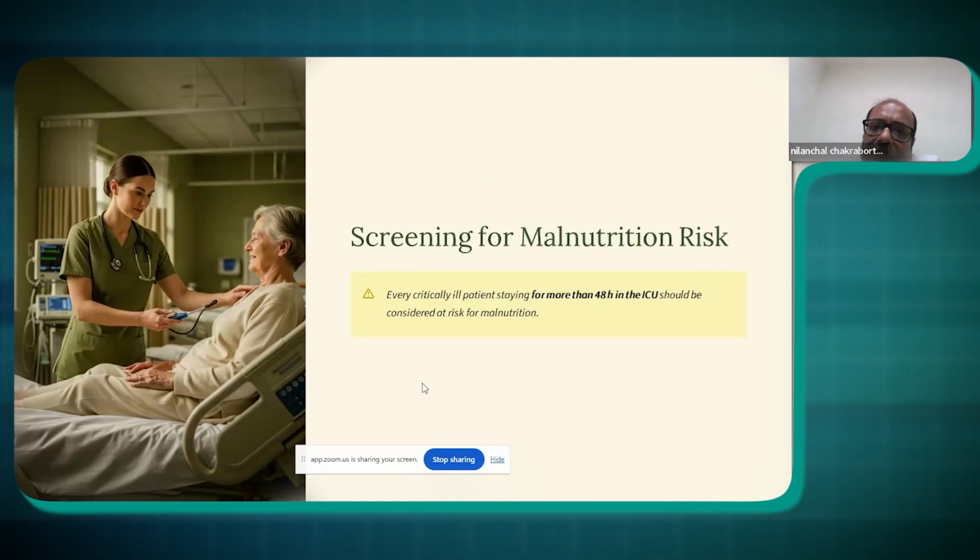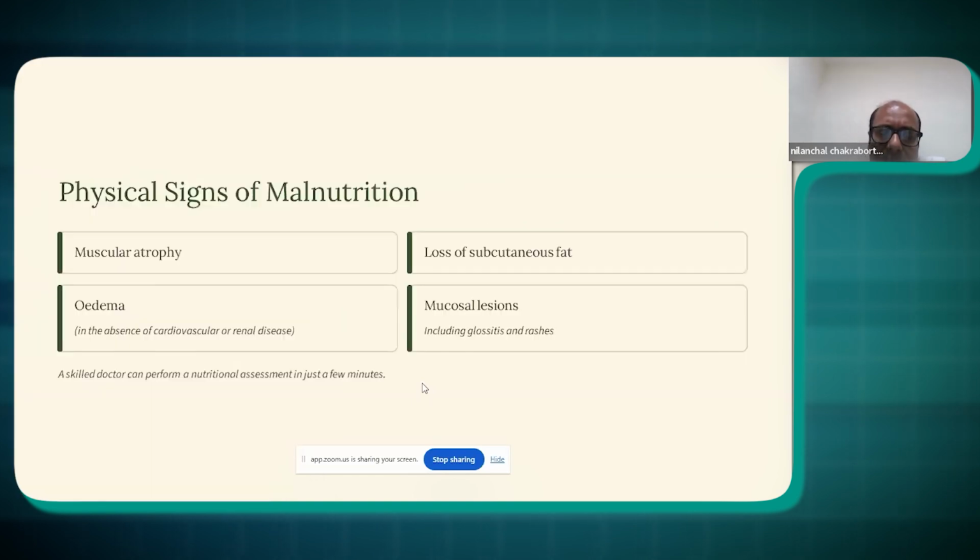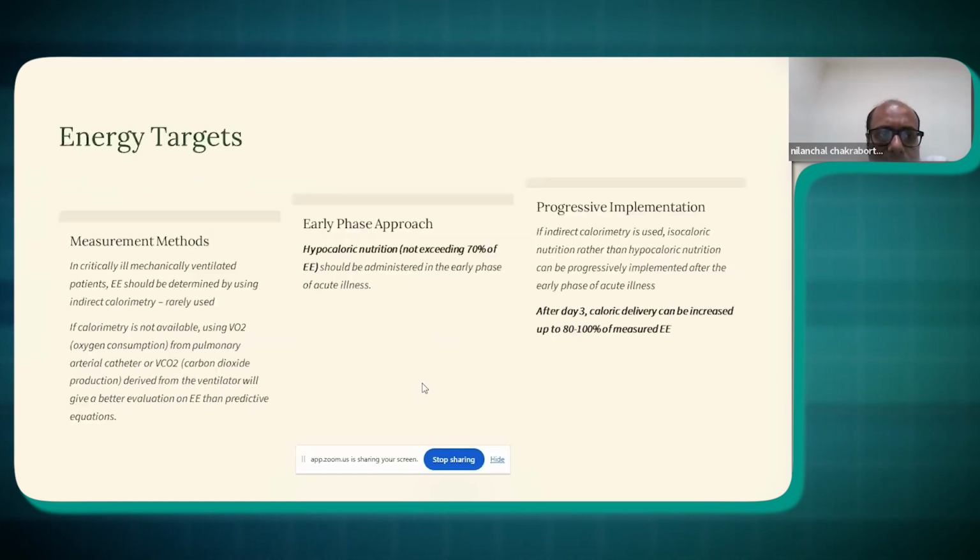So you have to screen patients for malnutrition risk using this score, and every critically ill patient staying more than 48 hours should be considered at risk of malnutrition. In terms of physical signs, we need to look for muscular atrophy, edema, water accumulation more than muscle mass, loss of subcutaneous fat, and mucosal lesions, which may be signs of vitamin and micronutrient deficiencies, before we decide the nutritional need.